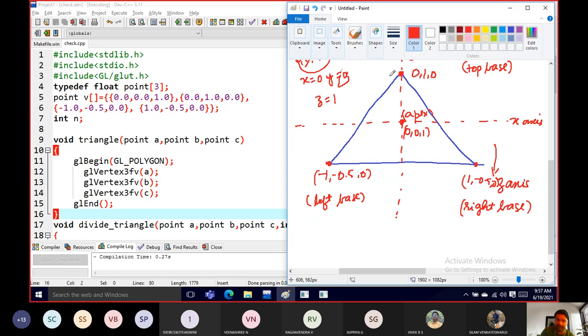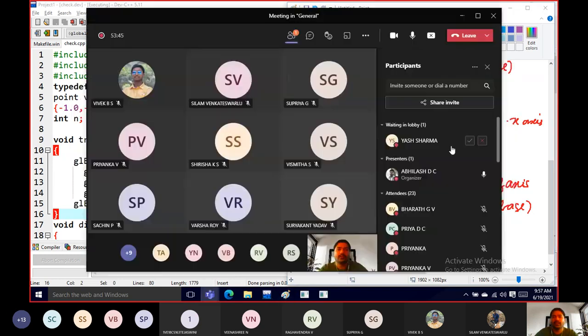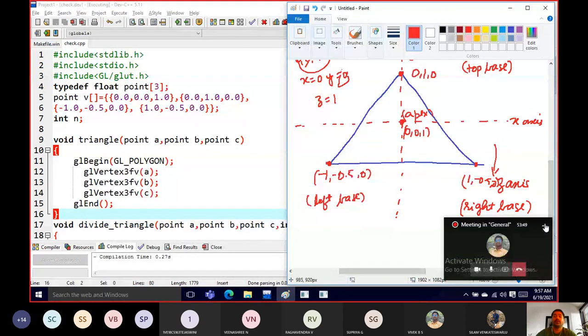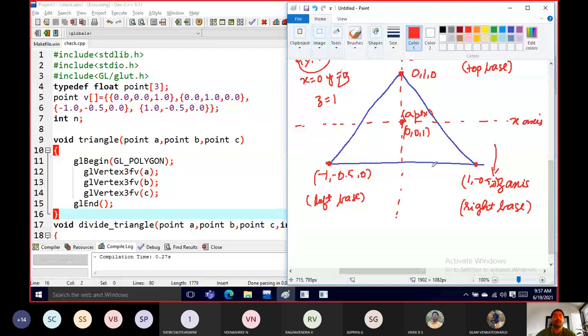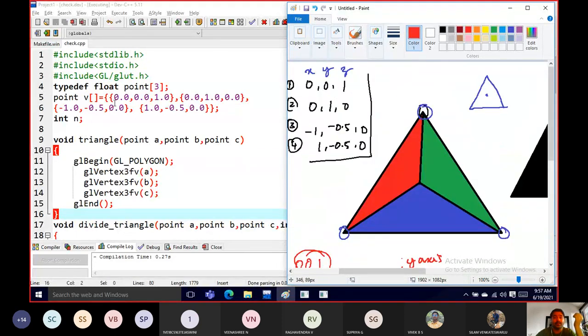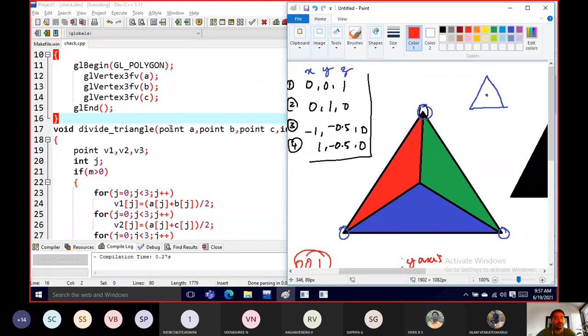So this is the first thing that you need to create. You now understood how the vertices look, and now I guess you can easily understand what these are: 0, 0, 1; 0, 1, 0; minus 1, minus 0.5, 0; 1, minus 0.5, 0. I hope you got it now. Excellent.